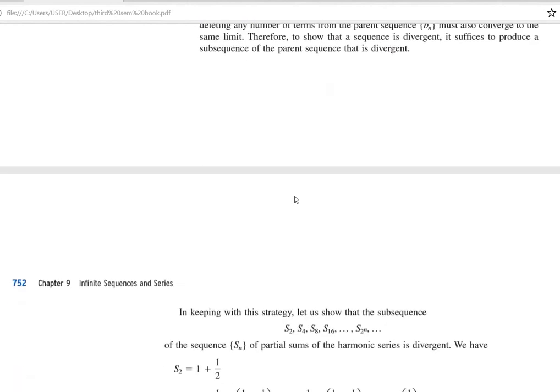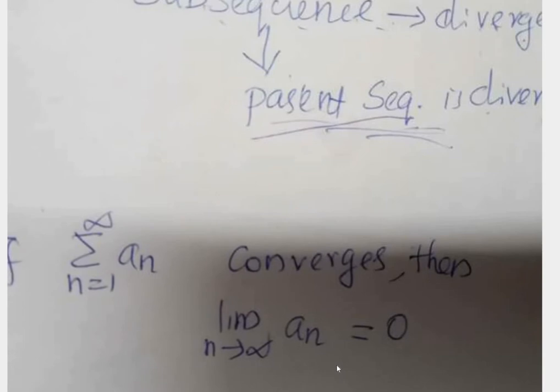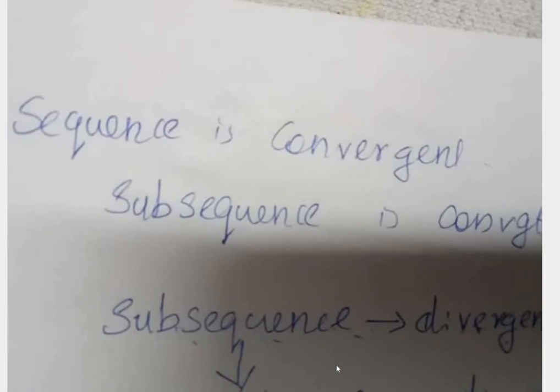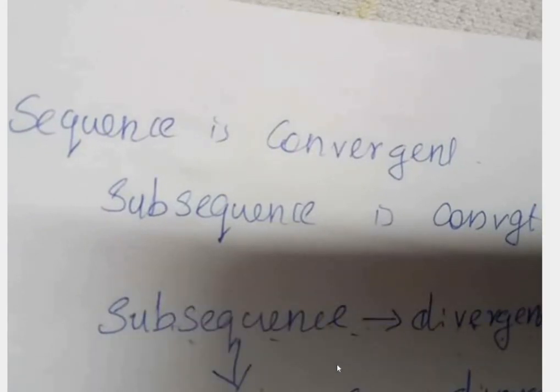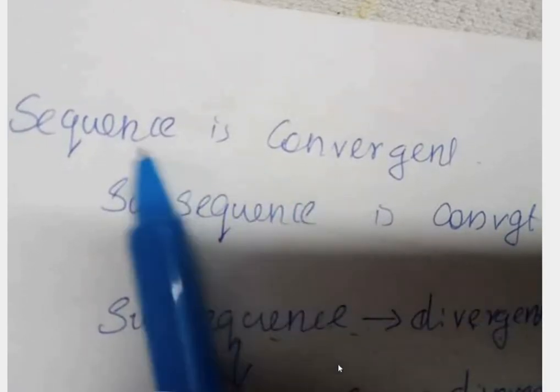Then how can you prove this? We have to prove that this series is divergent. In order to prove that the series is divergent, we have to look at another technique. We know that if a sequence is convergent, every subsequence is convergent.